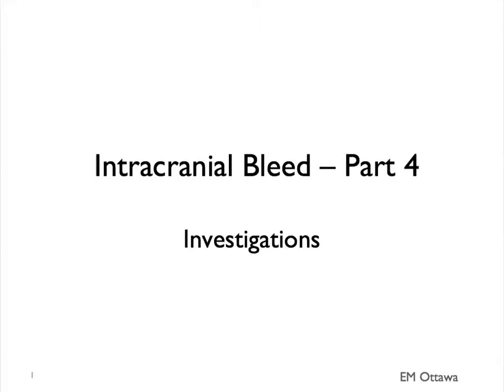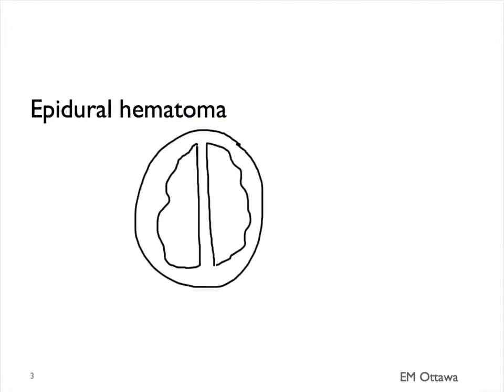In this section, we will discuss the investigations. The investigations of intracranial bleed start with a non-contrast CT scan of the head. On a non-contrast CT head, acute bleeding will be white. Let's see what the different bleeds would look like on CT heads.